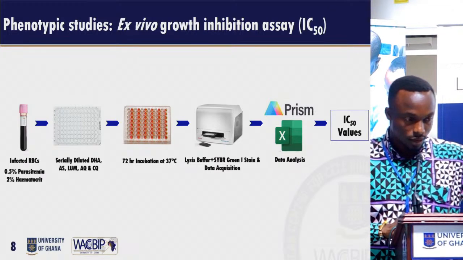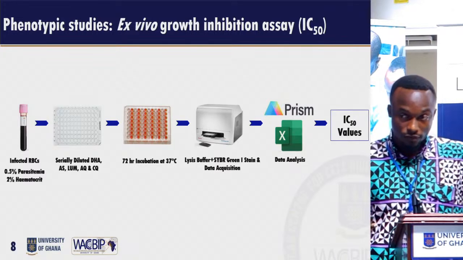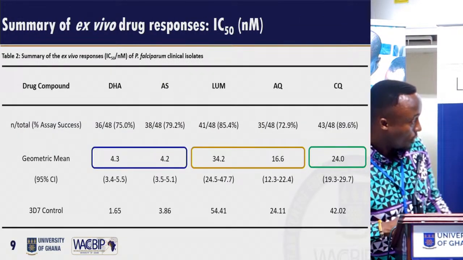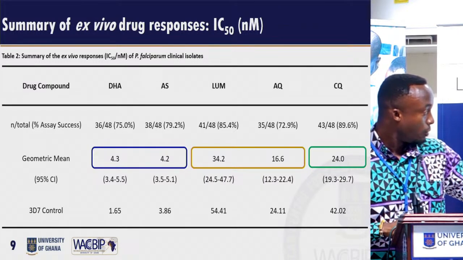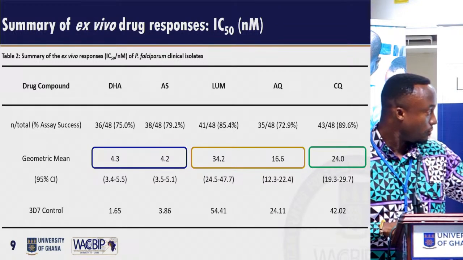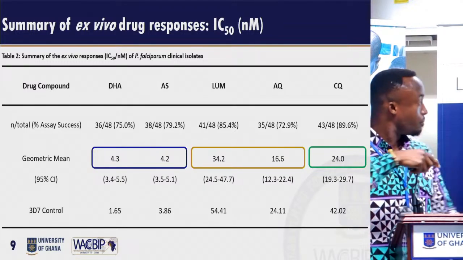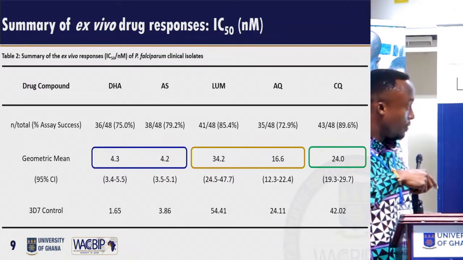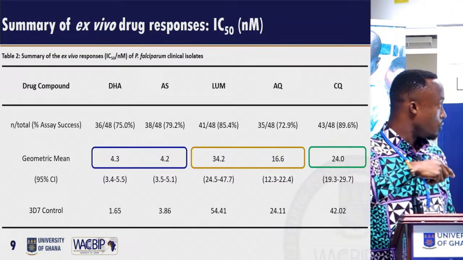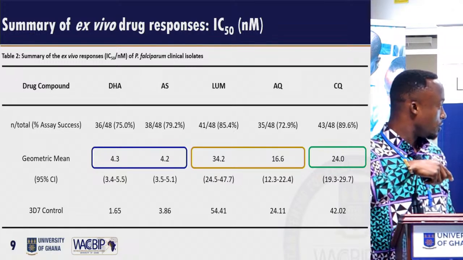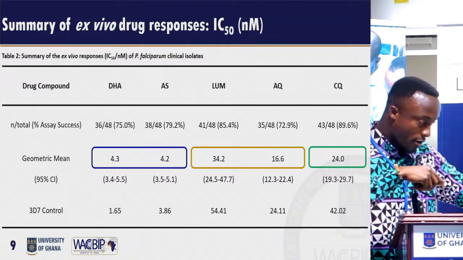after which we stained with SYBR Green and used GraphPad Prism to generate IC50 values. If you look at our values, so far we've performed 48 phenotyping assays, with good success, the best being 43 out of that for chloroquine. If you look at our data here, the lower the IC50, the more effective the drug. So we could see that dihydroartemisinin and artesunate are the most effective, which is expected because these are artemisinin derivatives.